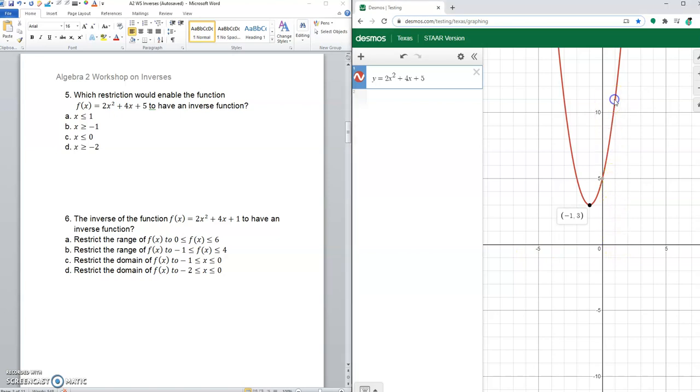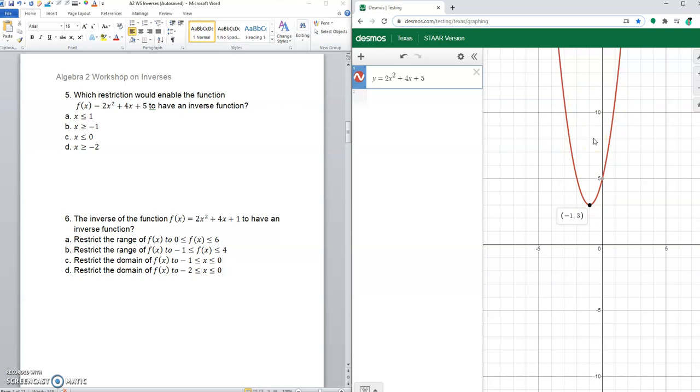Right about there. That is your one. So therefore, if you're looking at less than this, you are covering all this left side. All this left side will not pass the horizontal line test. Therefore, letter A is not your restriction that will give your function an inverse, because this will not pass the horizontal line test. So let's look at letter B.